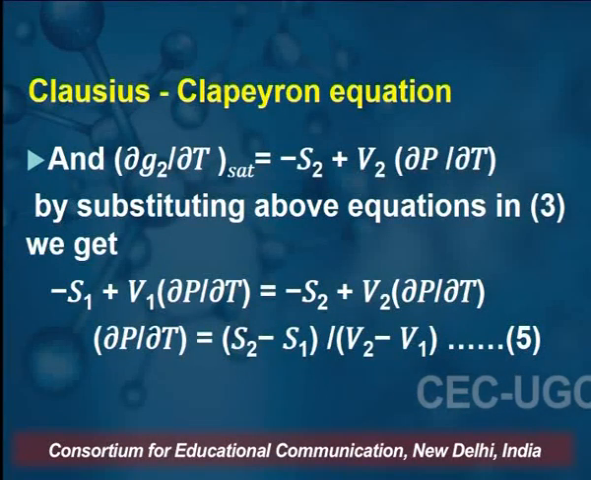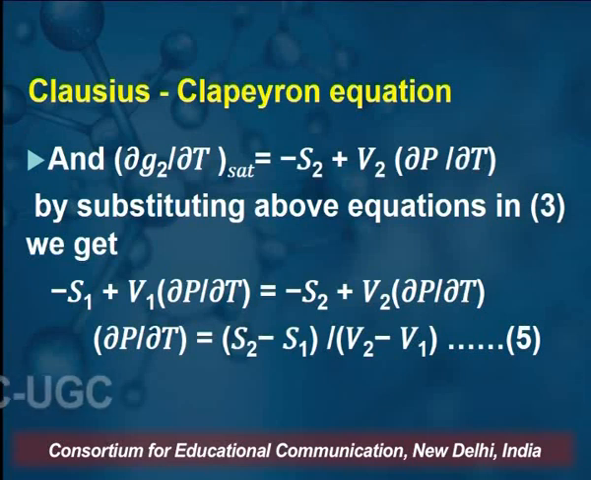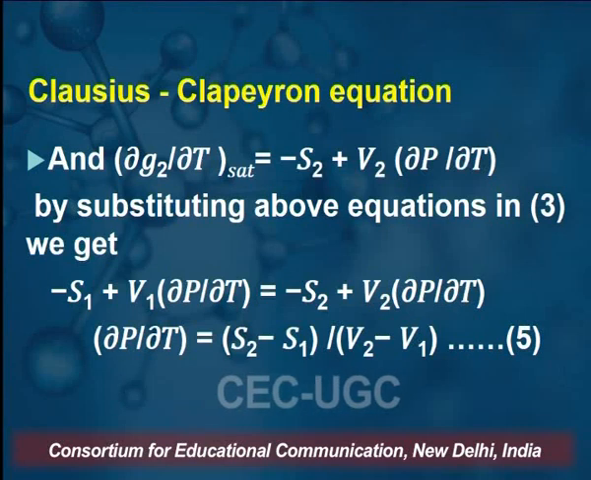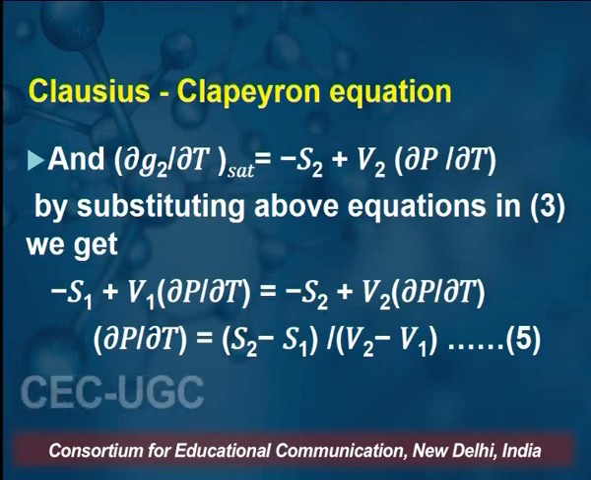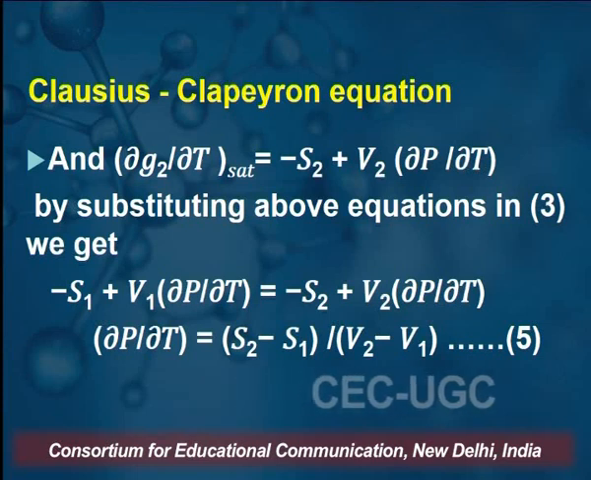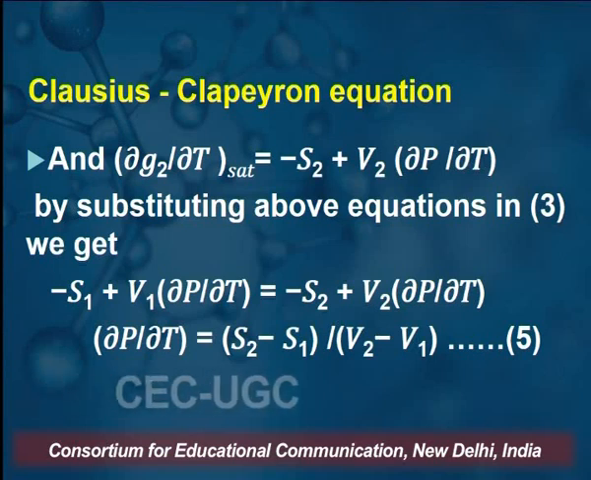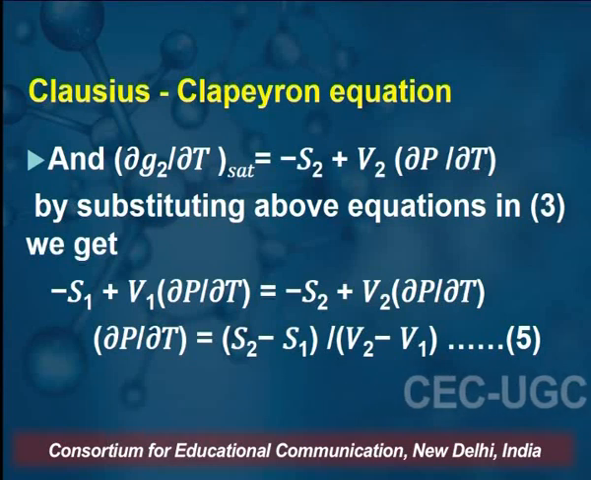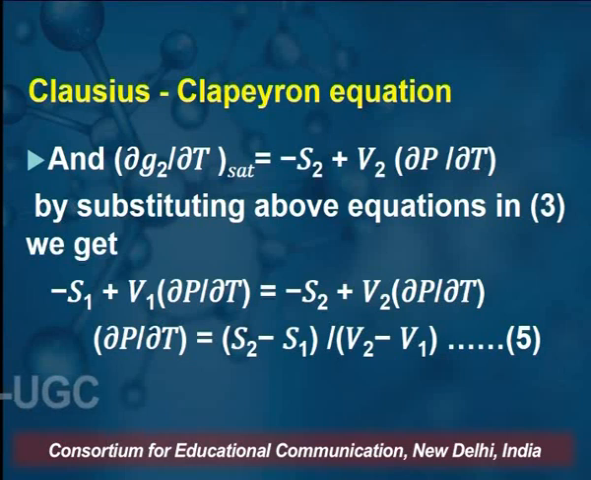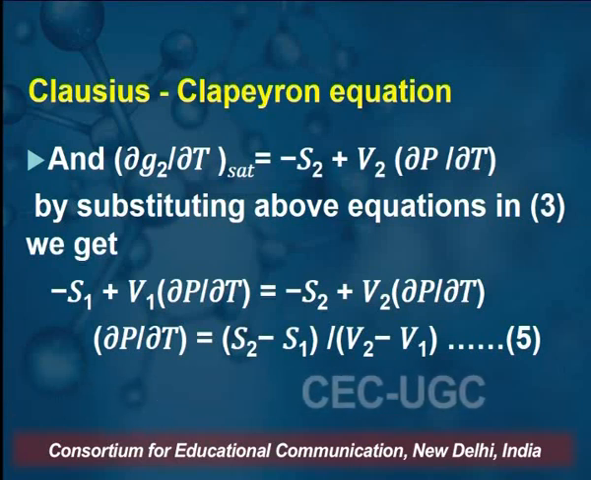For the second phase, we would then have (∂G2/∂T) under saturated condition is equal to −S2 + V2(∂P/∂T). By substituting the above equations in 3, we get −S1 + V1(∂P/∂T) is equal to −S2 + V2(∂P/∂T). Rearranging this equation, we get on the left hand side ∂P/∂T, and on the right hand side a ratio of two terms, S2 − S1 and V2 − V1. Call this equation 5.